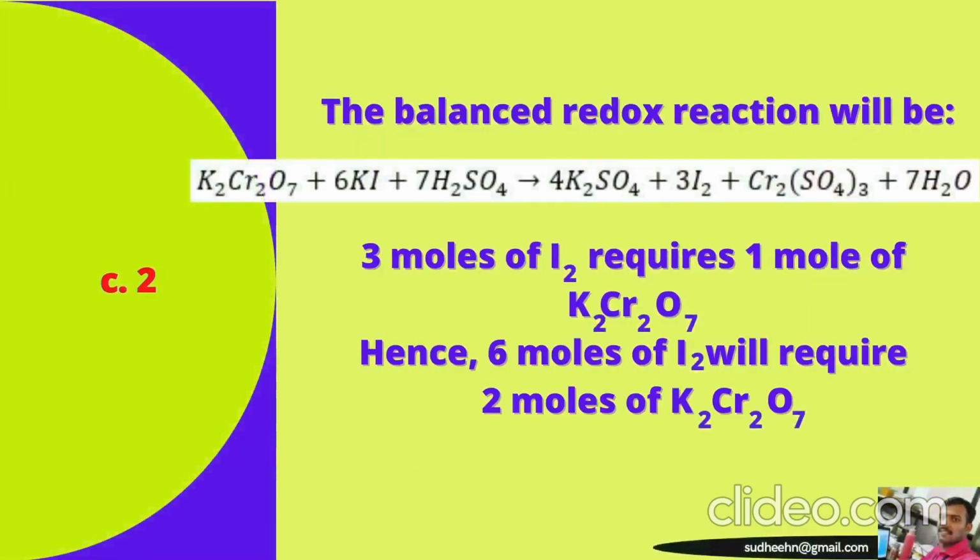Because by knowing the balanced redox reaction of potassium dichromate, when it reacts with potassium iodide with 7 moles of sulfuric acid, it will give 4 moles of potassium sulfate, 3 moles of iodine, 1 mole of chromium sulfate, and 7 moles of water. So the conclusion from this relation is that 3 moles of iodine require 1 mole of potassium dichromate. Hence, 6 moles of iodine will require 2 moles of potassium dichromate. So the right answer is option C, that is 2 moles.